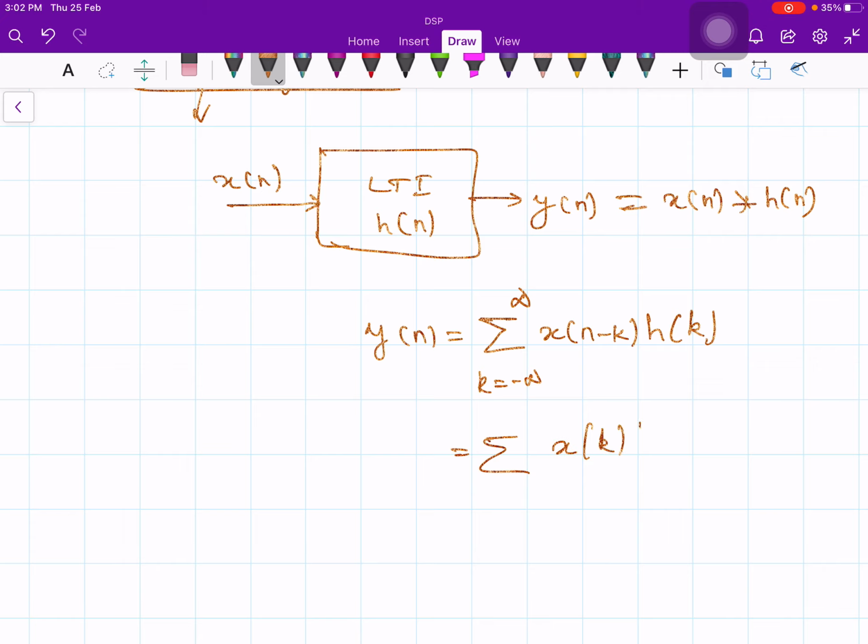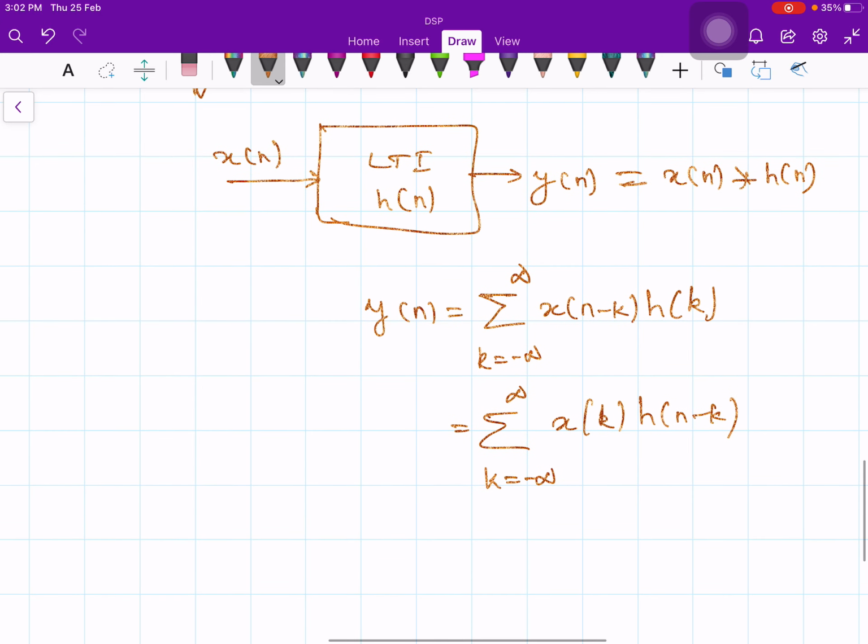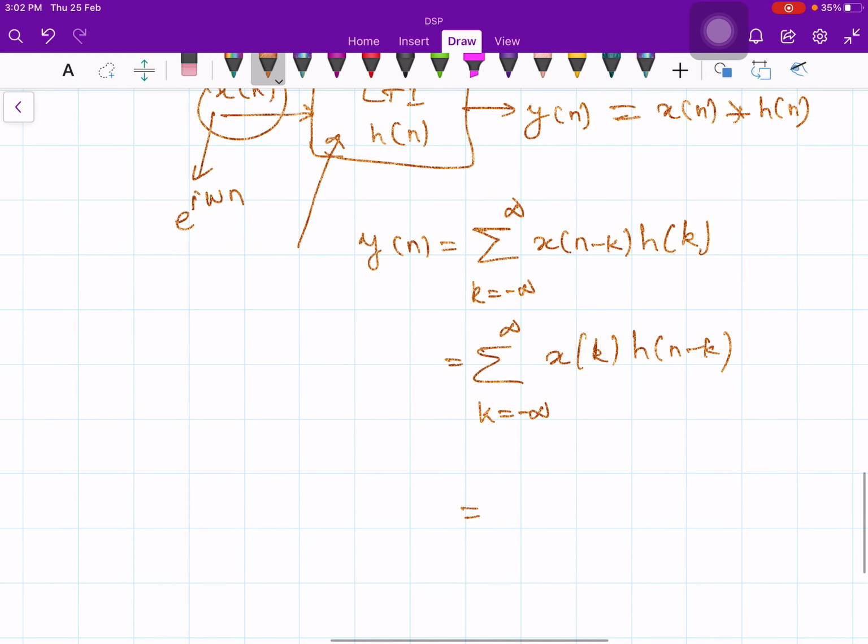X of k h of n minus k, where k goes from minus infinity to plus infinity. Now, if to this system we apply an input x of n equal to e to the j omega n, then what will the corresponding output be? You substitute here: summation of e to the j omega times n minus k, times h of k.